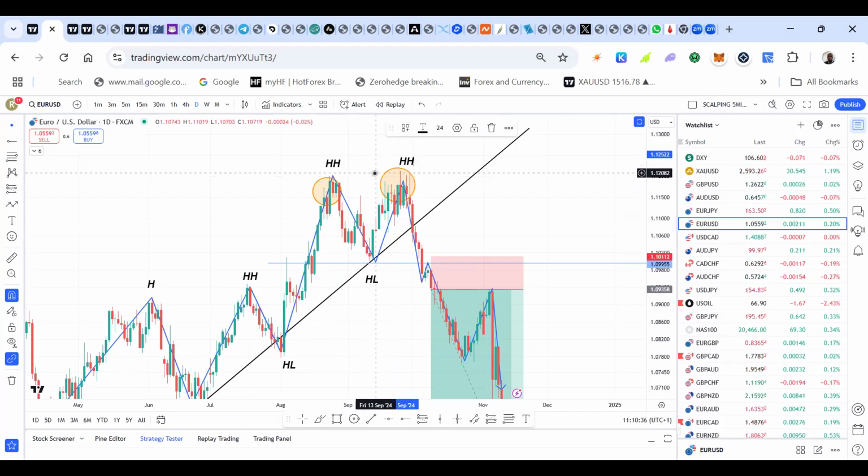Now, after this higher high, we now got a low. This is a low. Because now this low broke the previous higher low. So this is where the trend has changed. This is where the trend has changed. Okay?